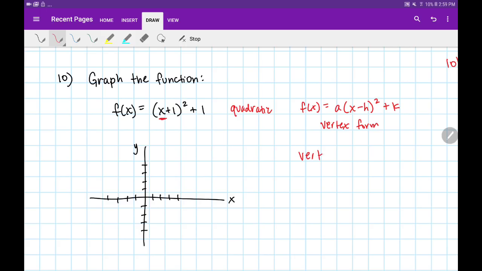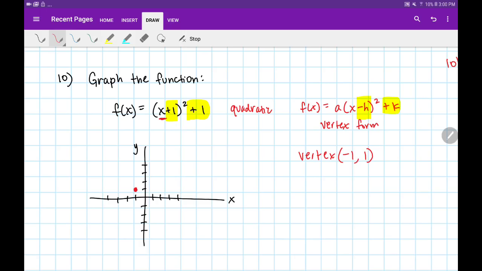So quick reminder, to find your vertex, you're going to flip the inside number. So we would actually get a -1 in the x position. And then you're going to keep the outside number exactly as it is. So we'll get a +1, right? We didn't flip that one. And then you'll plot that. That's our vertex at -1, whoops, wrong place. Go to -1 on the x, +1 on the y.